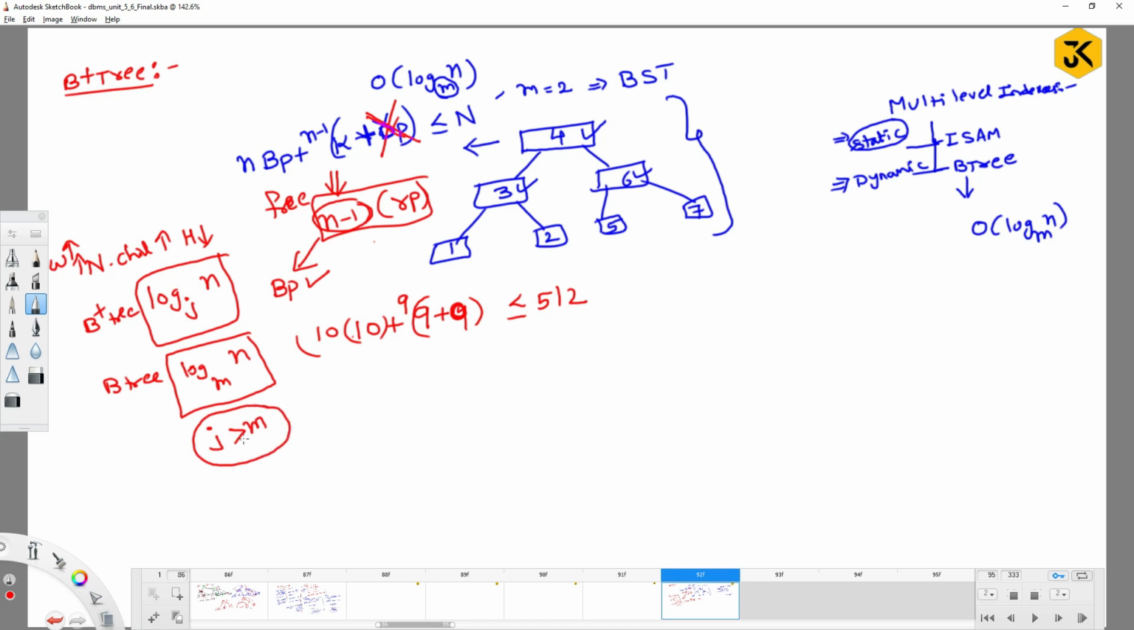Why are you saying that j is greater than m? J means the order of the node, right? As the order of the node increases, its height is going to decrease, right? Height means the time taken to search for a particular value, right? So that is the advantage of b+trees. In b+trees, we are going to have n block pointers and n minus 1 keys at non-leaf nodes.